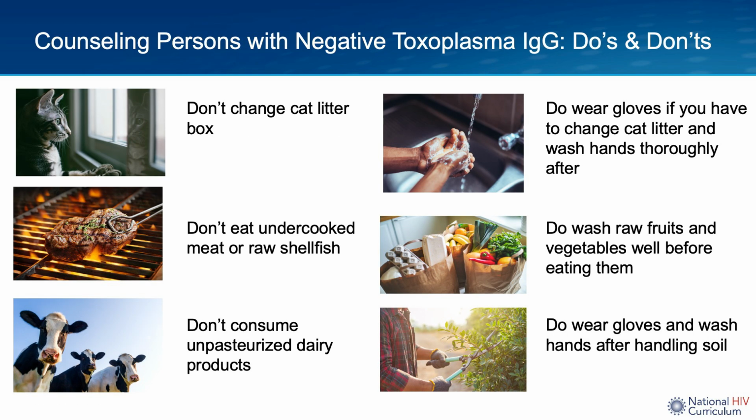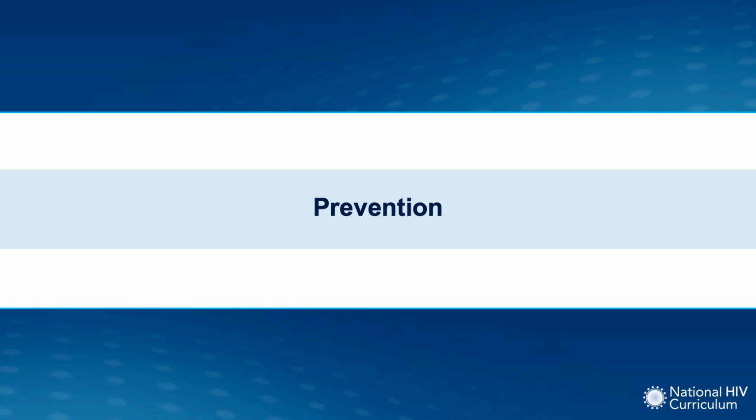This slide shows some counseling you can provide to individuals who have a negative serum toxo IgG, i.e., they don't have a history of Toxoplasma exposure. Taking these precautions can help reduce risk of toxoplasmosis. Moving on to how to prevent toxoplasmosis if you have a prior history of exposure.